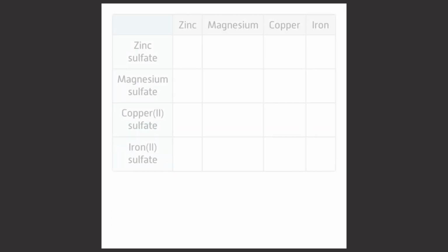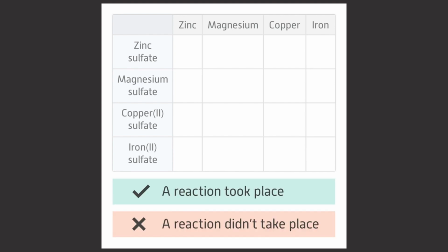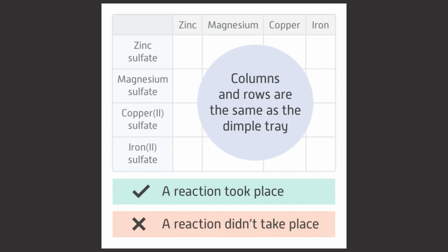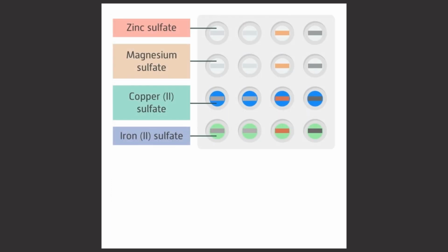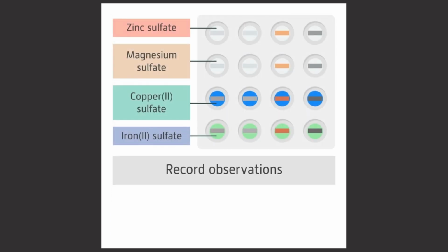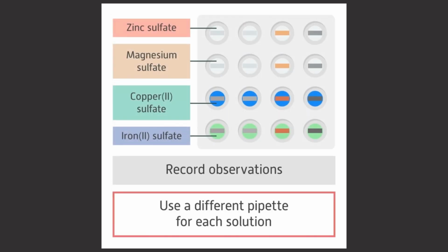You can record your results in a table using a tick if a reaction took place and a cross if it didn't. Design your results table so the columns and rows are the same as the dimple tray. Add the different salt solutions to each row and record your observations. Remember to use a different pipette for each solution.